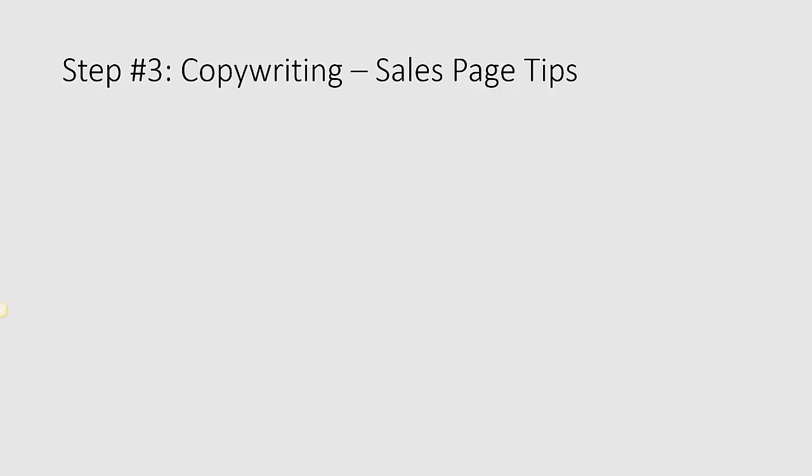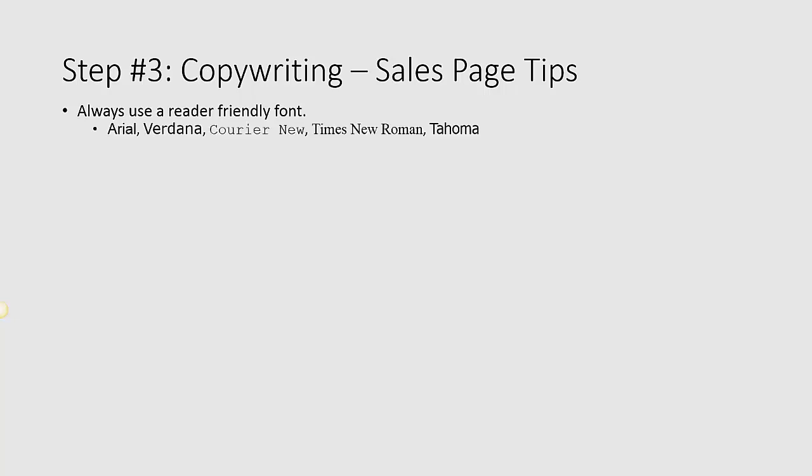Now we're going to discuss sales page tips, things to keep in mind as you write your copy, some elements on your page that you want to have after you've written your really good sales copy. So the first thing is you always want to use a reader-friendly font. Some examples of reader-friendly fonts are things like Arial, Verdana, Courier New, Times New Roman, and Tahoma.